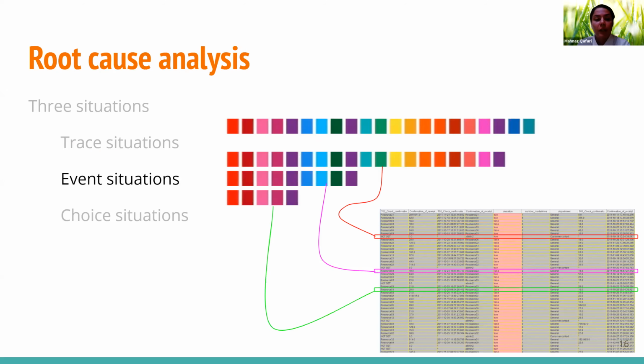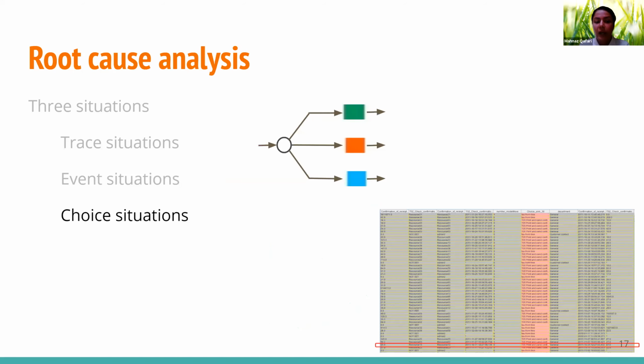When we're looking at a problem in events, for example, the duration of activity purple, then we are in the event situation domain, and here every prefix of the trace that ends with that purple activity is mapped to a row of the table. And for the outcome of a choice, every time that choice happens, we add a row in our table.